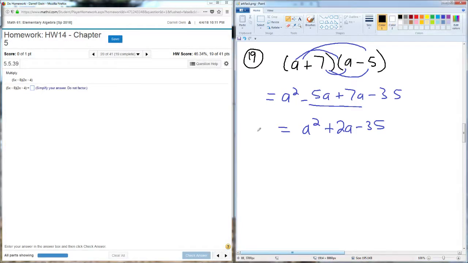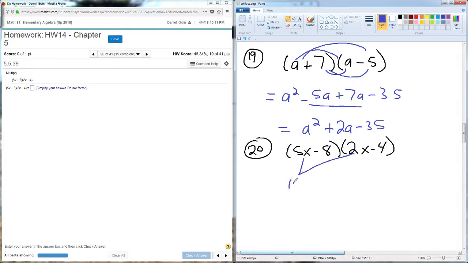New problem. Number 20. Ooh, it's getting even more advanced. 5x minus 8, 2x minus 4. By the way, 2x minus 4 is not a prime polynomial because it's 2 times x minus 2. Not something you should worry about right now, but we'll talk about that later. Here we go. Another way of representing FOIL.